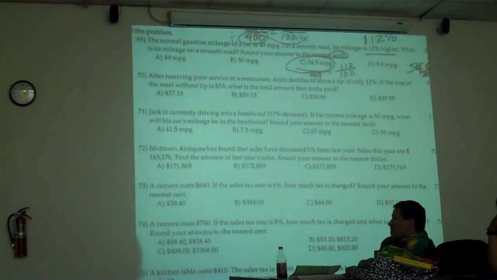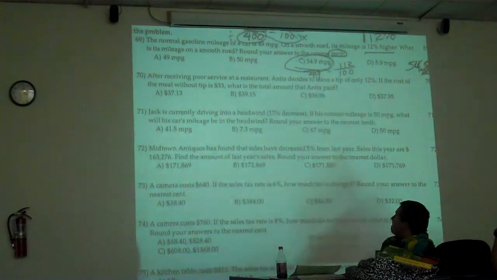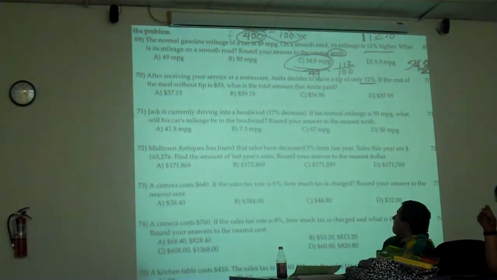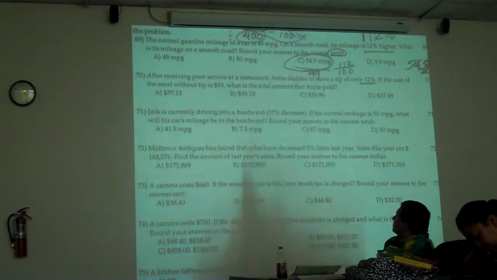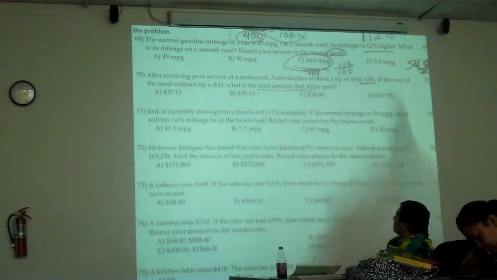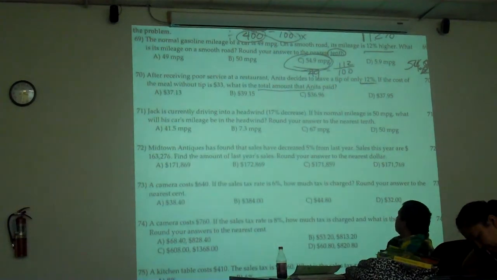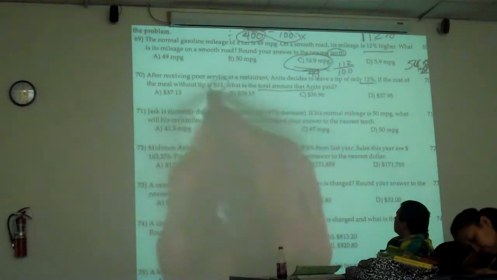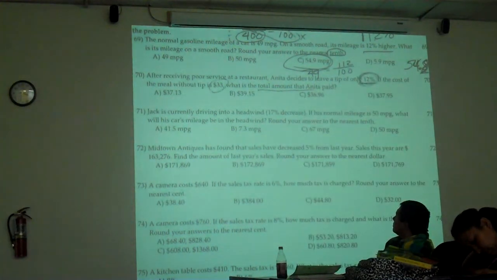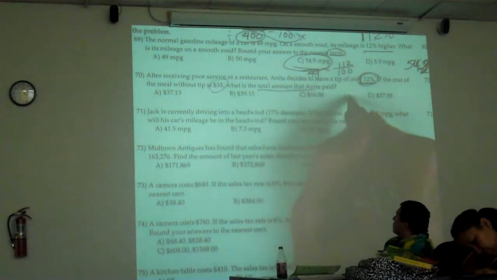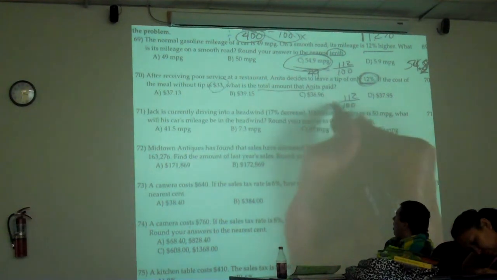Okay, after receiving poor service, they decided to leave a tip of only 12%. If the meal was 33, what's the total amount paid? So, the same thing, 112% of the number. Because you're doing 12%, it costs you 12% plus your meal. So you do 112% of the meal.